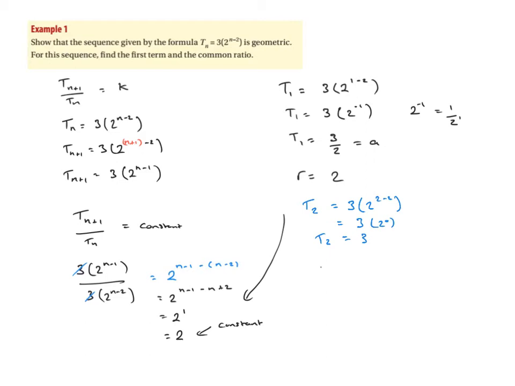And the common ratio is equal to T2 over T1. Remember, it's the n plus 1 over n. So if we put the numbers in here, we get 3 divided by 3 over 2. And if you do 3 divided by 3 over 2 in your calculator, you'll end up with R equal to 2 as before. So just like before with the arithmetic sequences and series, we can work out the general term, and we can also work out the summation.